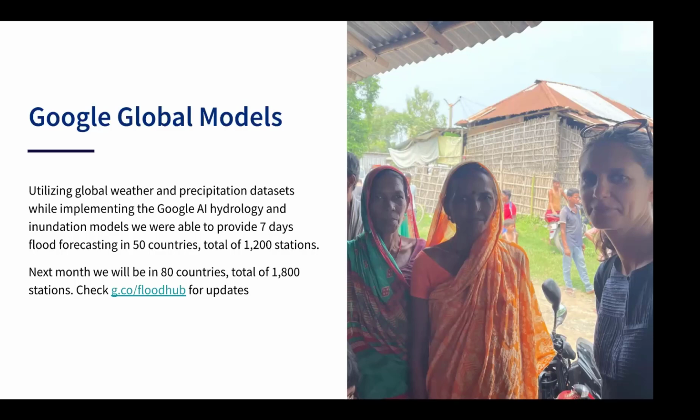And we decided to move to global data sets. So we use weather and precipitation data sets and so forth. But all this data is implemented into our hydrologic gauge model, which is AI based on machine learning. And we found out that we are able to provide forecasts up to 7 days ahead. And that actually allows us to grow to many more locations.